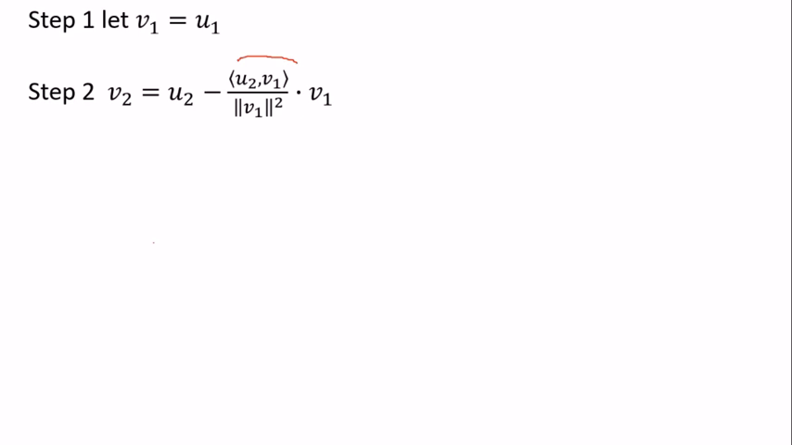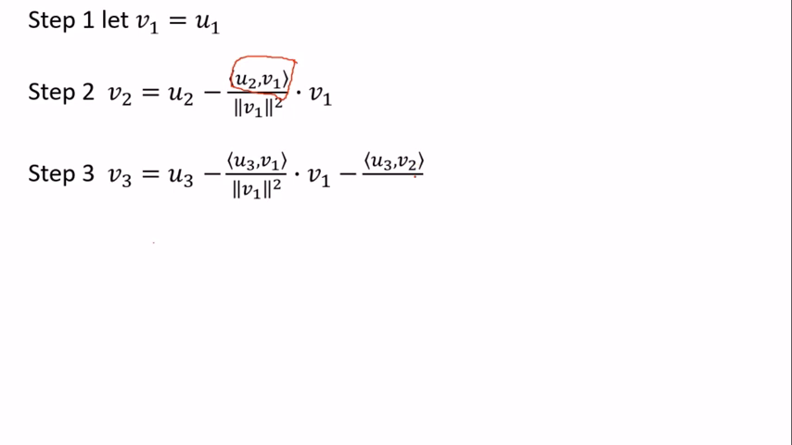Now here something new if you observe, that is inner product of u2 with v1. This is nothing but the dot product of two vectors u2 and v1. So only the notation is different. Once you get a formula for v2, let us write down the last formula, that is for v3. So step 3: v3 is equal to u3 minus inner product of u3 with v1 divided by norm of v1 squared, times v1, minus inner product of u3 with v2 divided by norm of v2 squared, times v2. This is our step number 3.